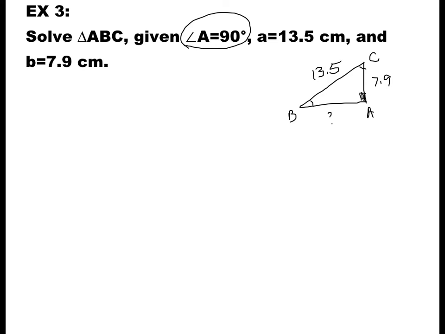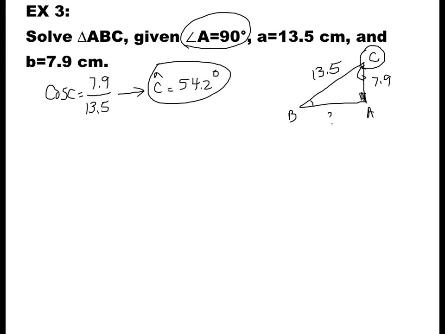Now to find angle C, I can use, let's say, the cosine ratio. Since angle C is unknown, I know the side which is adjacent to it, which is 7.9, and also I know the hypotenuse, which is 13.5. So I can say cos C is adjacent 7.9 divided by hypotenuse, which is 13.5. If I use the inverse cos, I will get that angle C is about 54.2 degrees.